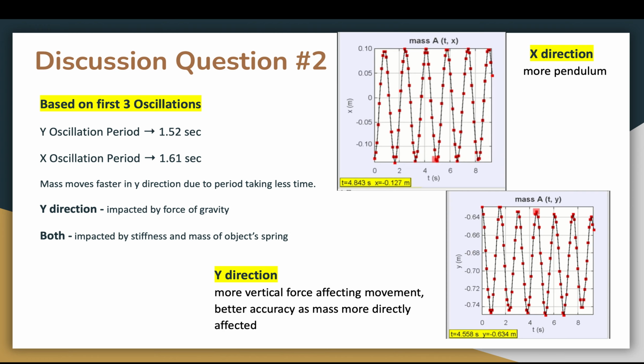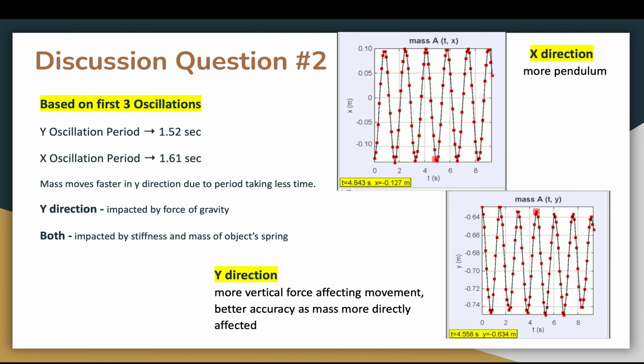Based on the first three oscillations, I found that my y oscillation period is 1.52 seconds, my x oscillation period is 1.61 seconds, and so the mass moves more quickly in the y direction due to a period that takes less time than x. The y direction is impacted by the force of gravity, while both directions are impacted by the stiffness and the mass of the object spring. So even without the gravity, the spring will oscillate at the same frequency.